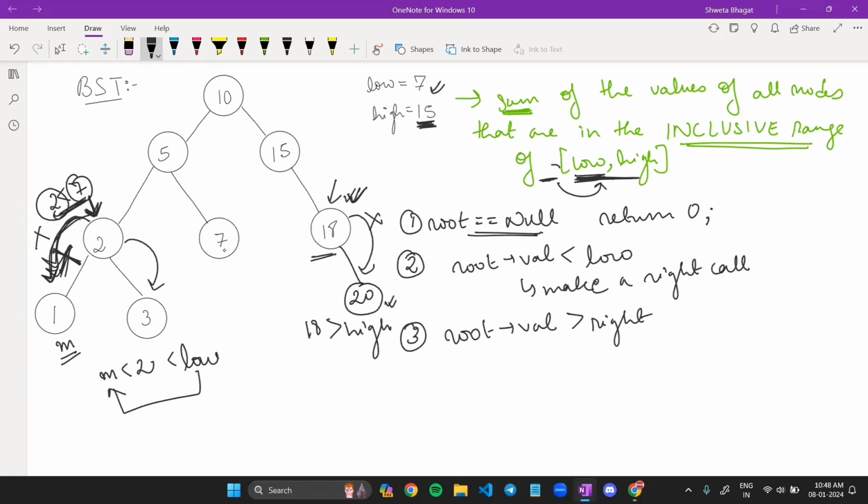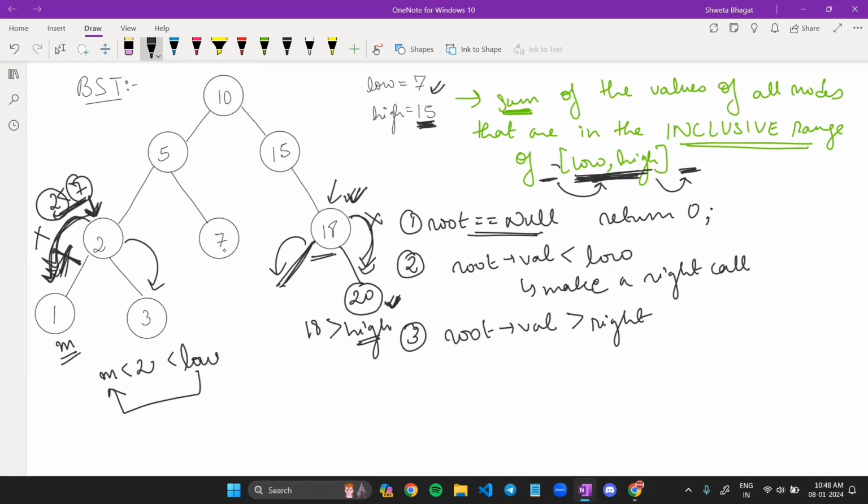So if there is any value towards the right of 18, that would also be greater than high. So there is no point of making any right call because it will fall outside the range of low, high, because it would be greater than high. So we are not going to include it in our sum. So what we'll do, we'll make only a left call.